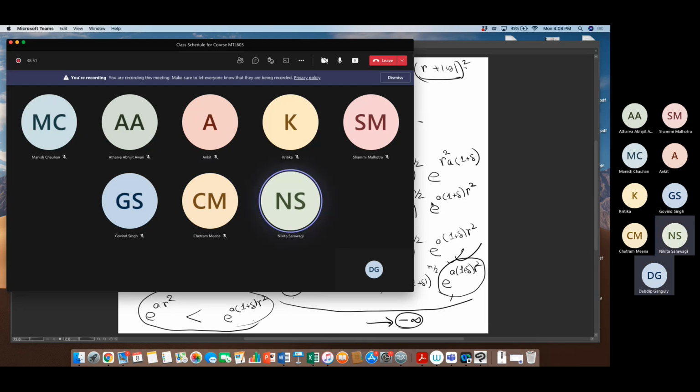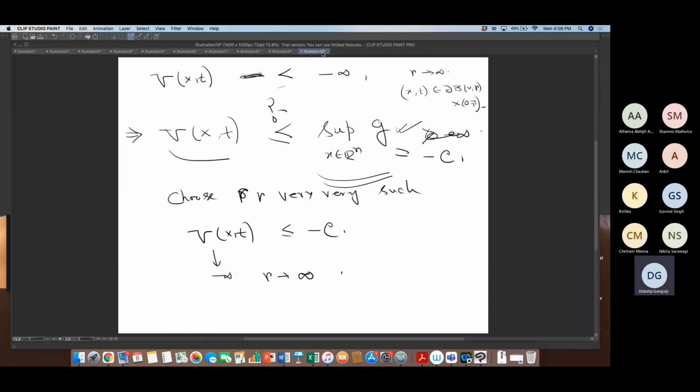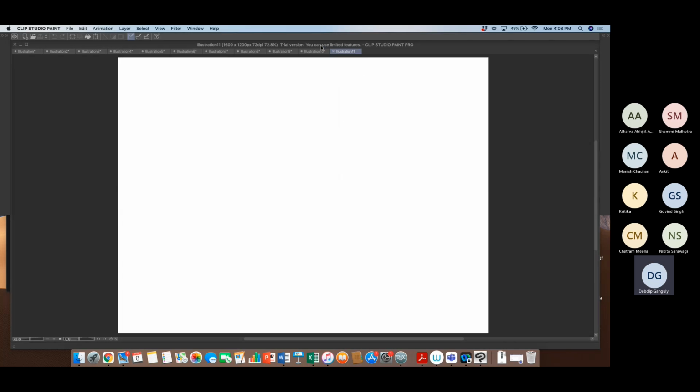Yes, sir. Because this term goes to minus infinity as R tends to infinity, you can always find some very large R. You can choose R large enough such that V(x,t) is this. You can always do that. So what happened?